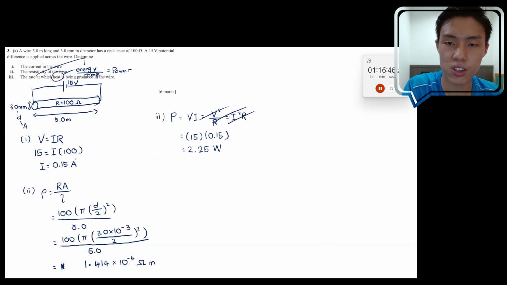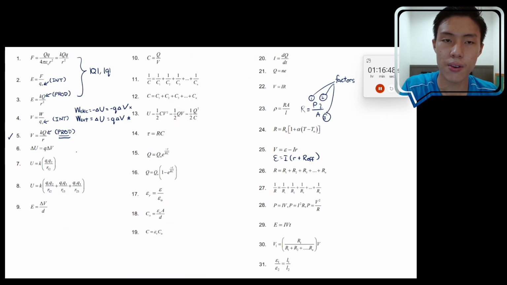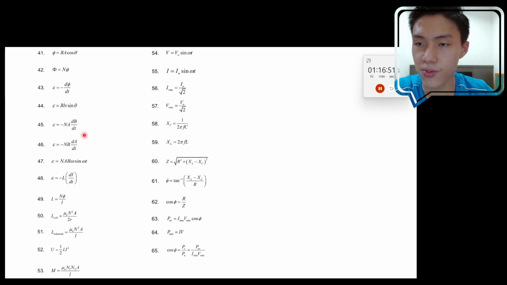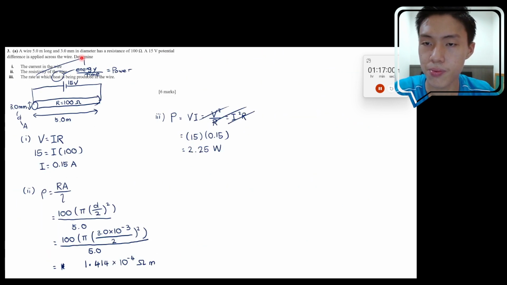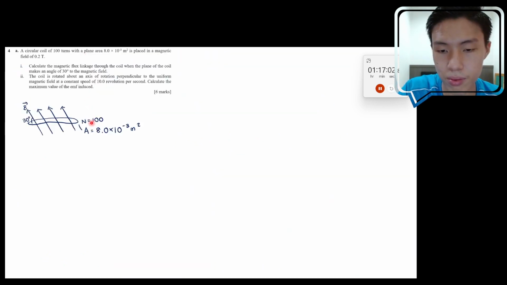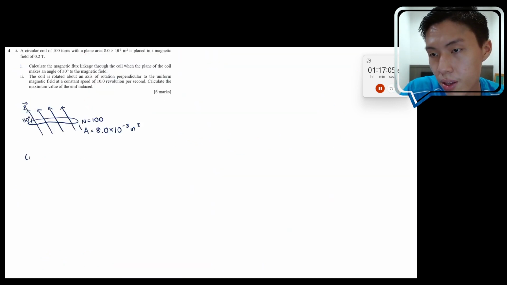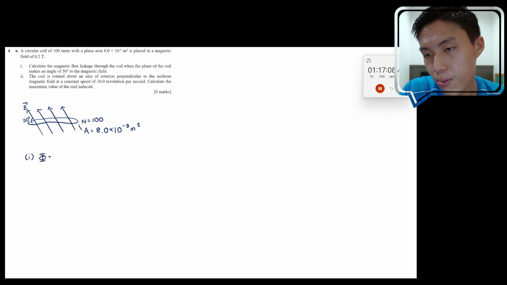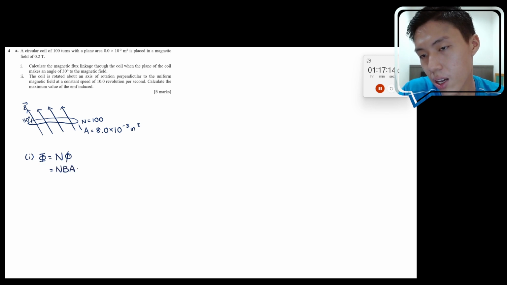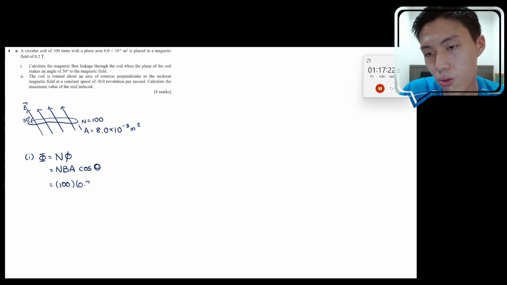Well, for magnetic flux linkage, you should refer to the equation. We are in chapter 5 right now. So magnetic flux linkage will be big phi is equal to N small phi, where small phi is equal to BA cos theta. Okay, so let's do it. Relatively straightforward. Number of turns is 100. Tesla, how many Tesla? 0.2. Area is 8.0 times 10 to the power negative 3.